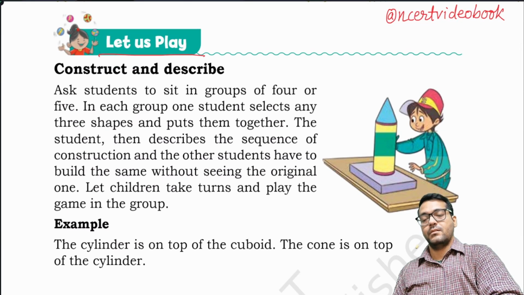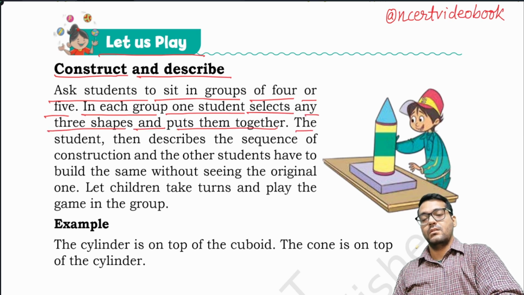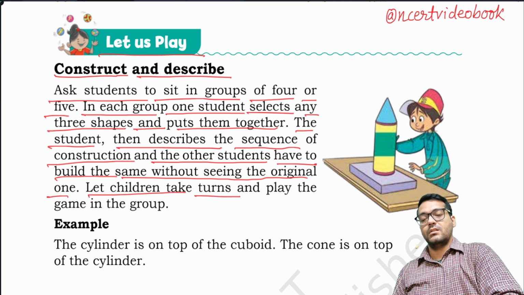Let us play. Construct and describe. Ask students to sit in groups of 4 or 5. Each group, one student selects any 3 shapes and puts them together. The student then describes the sequence of the construction, and the other students have to build the same without seeing the original one. Let children take turns and play the game in the group.